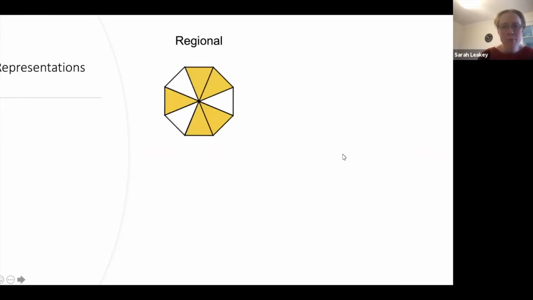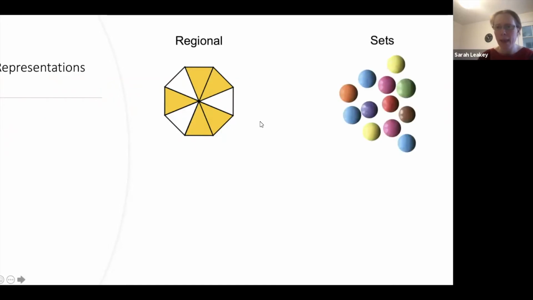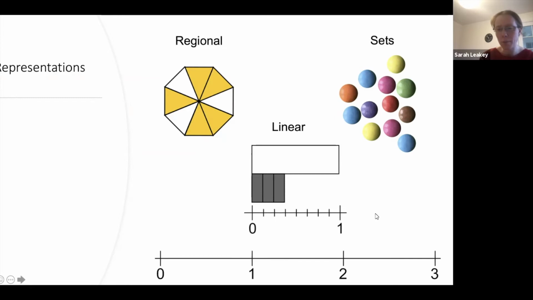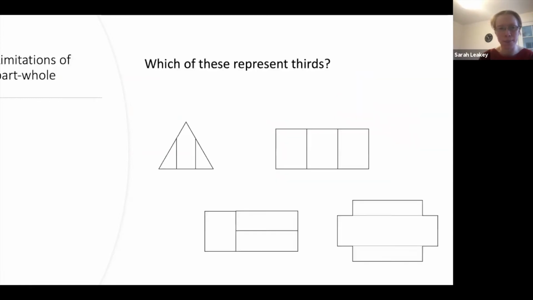If we're thinking about representations, this is probably the most common representation pupils see and deal with, and they tend to be pre-drawn. So all the work about the equal parts is already done for children. They often get sets as well, but it's this final representation, the linear representation, that pupils often don't have a lot of experience with. And this leads us to placing fractions on number lines. And that's, again, what we're going to talk a bit more about in this presentation.